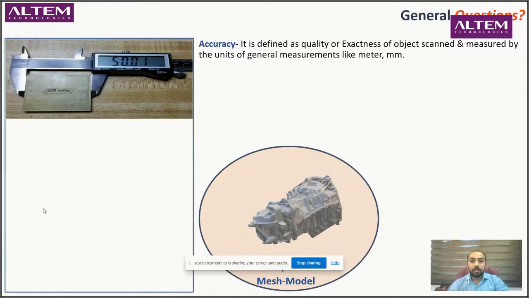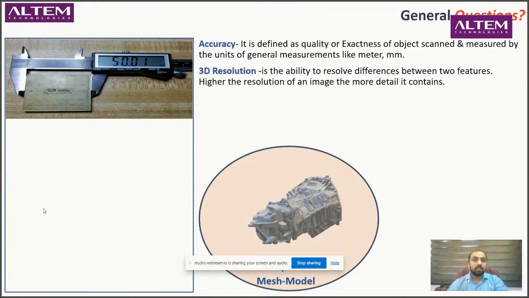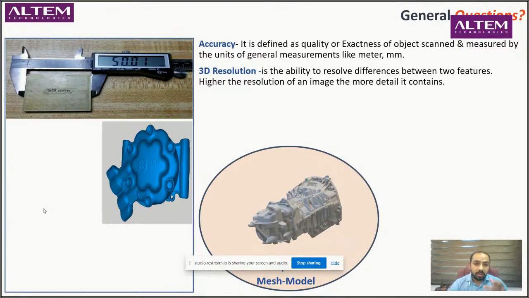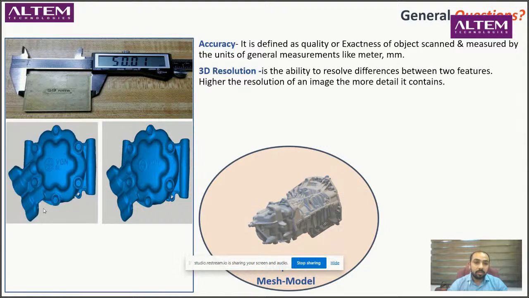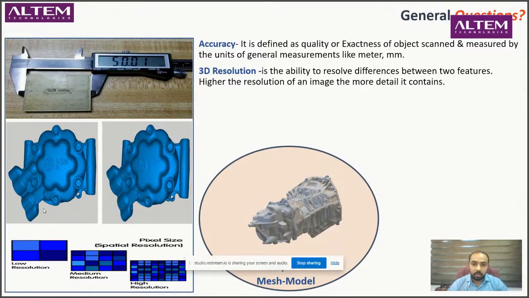So accuracy is the parameter of how exact the object size or shape is that we get from the scanner output. And the second basic question is: what is the resolution? Can we identify the basic features in our final part or in the scan? So yes, 3D resolution is the main step. Accuracy as well as 3D resolution are both basic parameters in scanning technology.